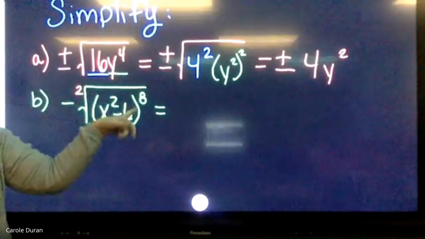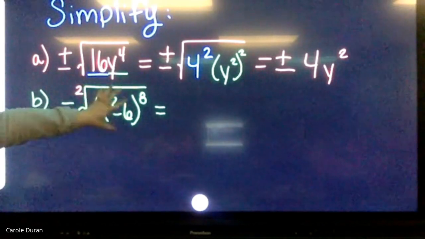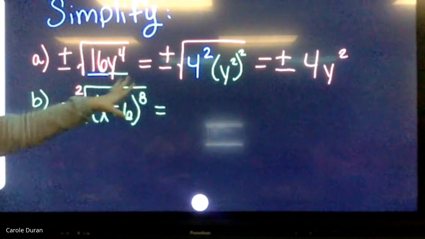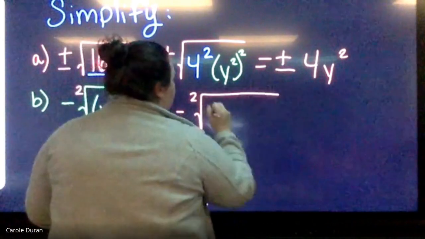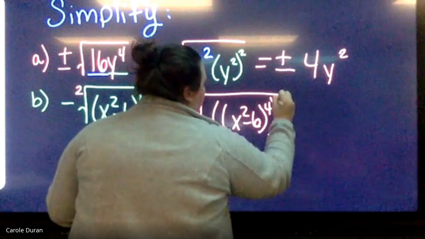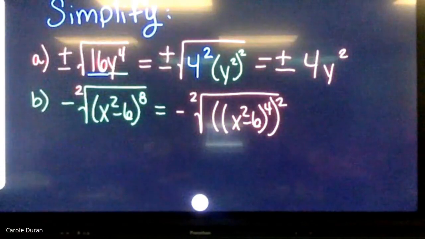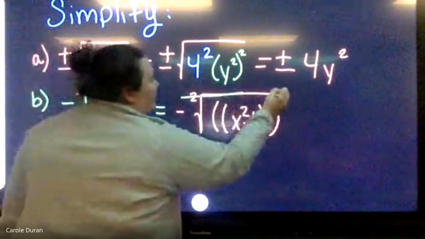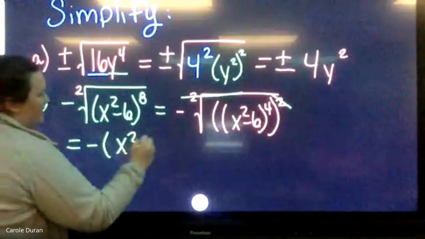So I need to take 8 and I need to think, okay, what times 2 equals 8? 4. So I need to break this up into this parentheses to the 4th power all squared. So this becomes the negative square root of x squared minus 6 to the 4th power to the 2nd power, because 4 times 2 equals 8. This then shows me that this square root and this square cancel, leaving just the negative of that parentheses to the 4th power.